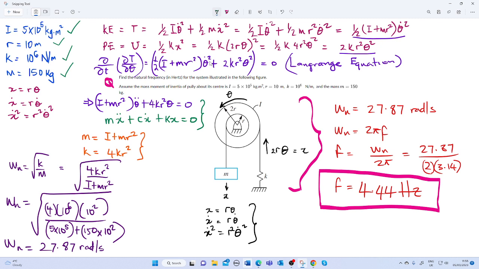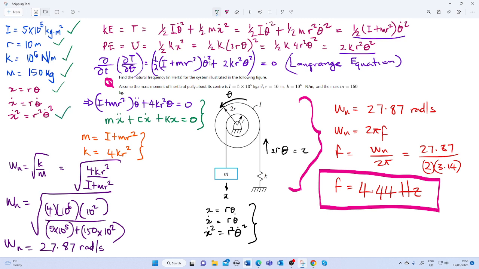Now, don't let us forget that the distance of rotation of the pulley to the mass system and the spring equals x equals r theta. And if we have the first derivative of this, we have x dot equals r theta dot. And by squaring it up, we have x dot squared equals r squared theta dot squared.